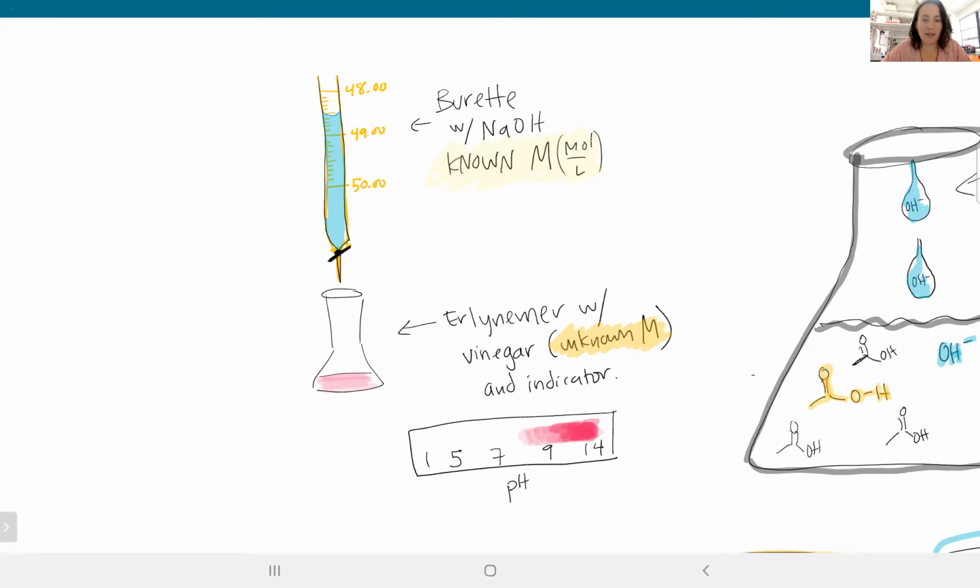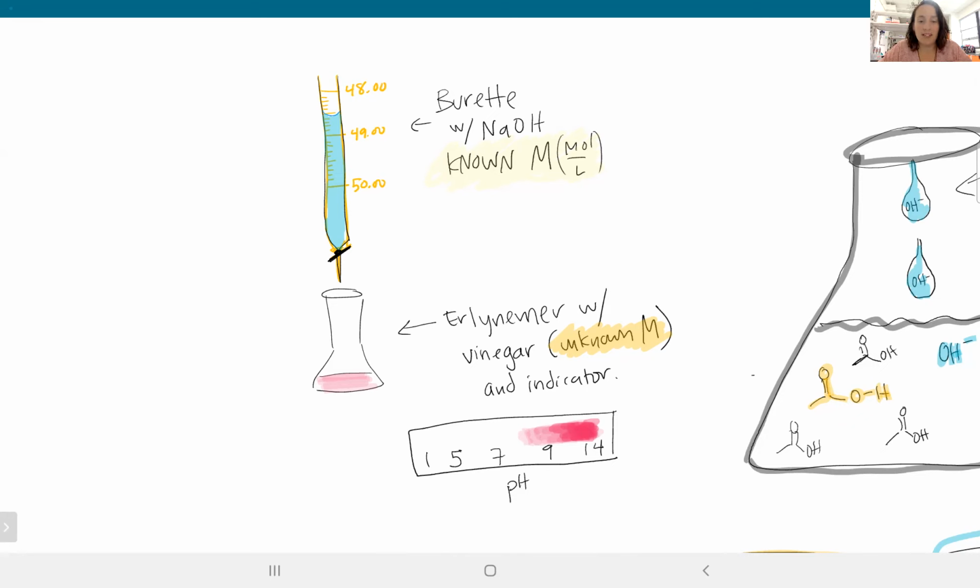Then in your Erlenmeyer flask, you're going to add 5 milliliters of vinegar. And again, this is an unknown concentration. You don't know what the exact concentration of the vinegar is. So you have your 5 milliliters of vinegar, and you're going to put in a couple drops of phenolphthalein indicator. Then you slowly titrate in the sodium hydroxide so it can react with the acid and form water.